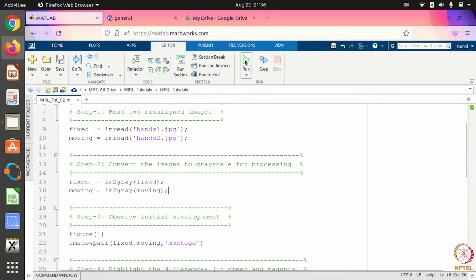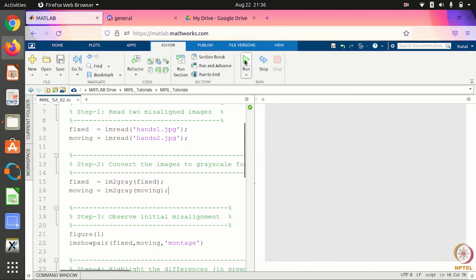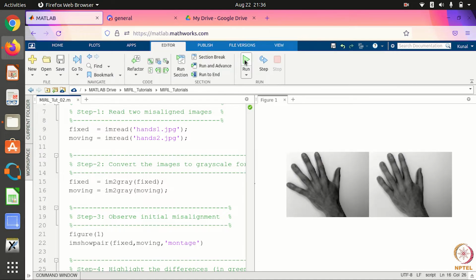Now if we look at these two images, fixed and moving, you can observe the initial misalignment between the two images. Fingers are not well aligned. You can see here they are well spread, here they are not. So there is some initial misalignment in the figures.